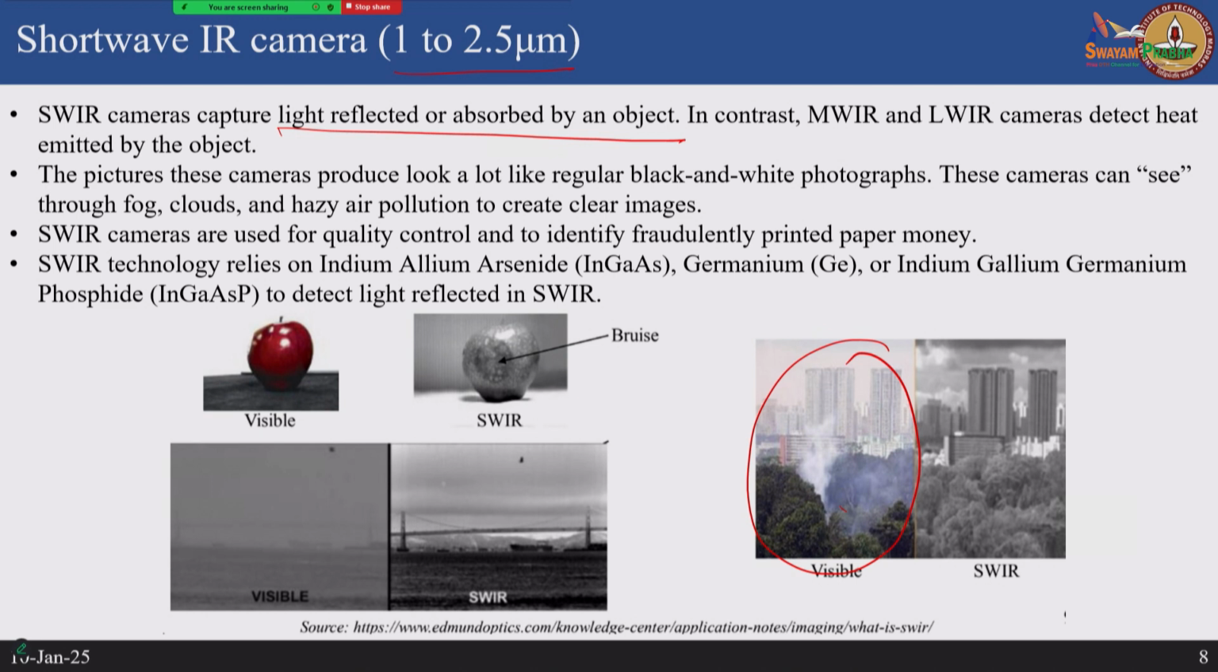The short-wave IR camera relies on particular sensor technologies; most of these are semiconductor sensors. It uses, for example, indium gallium arsenide, germanium, indium gallium germanium phosphide. These are all semiconductor materials that have been tuned so that they can detect infrared in that particular short-wave bandwidth.